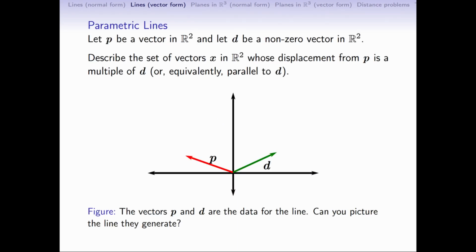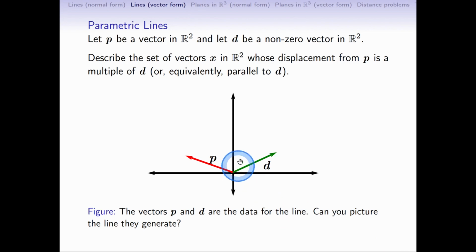So let P be a vector in the plane, and let D be a non-zero vector in the plane. Describe the set of vectors x in the plane whose displacement from P is a multiple of D, or equivalently, is parallel to D. So we have a condition that looks like this now, right?